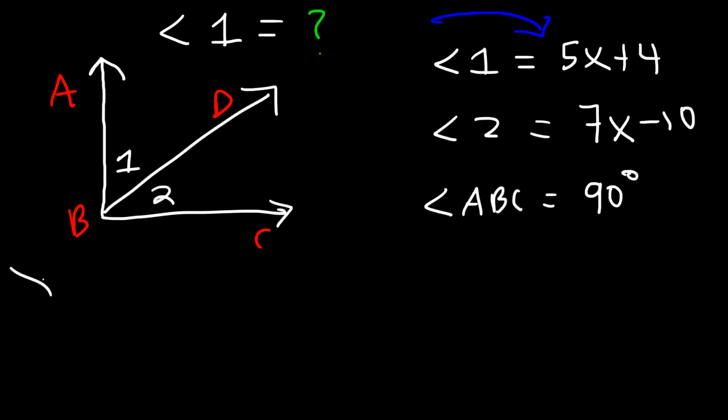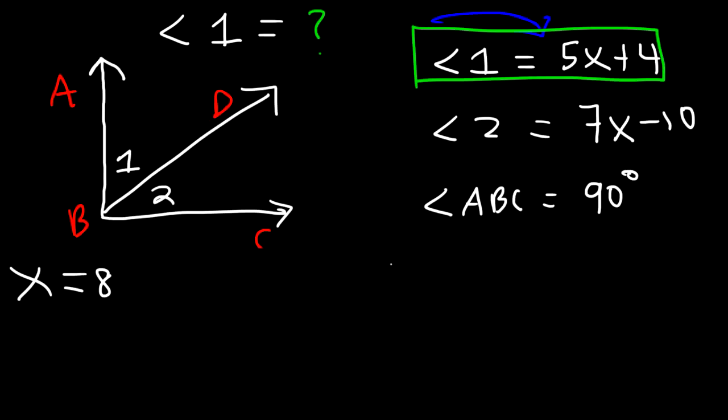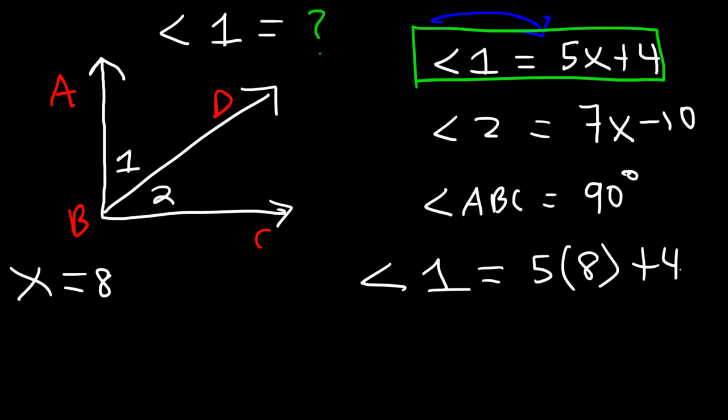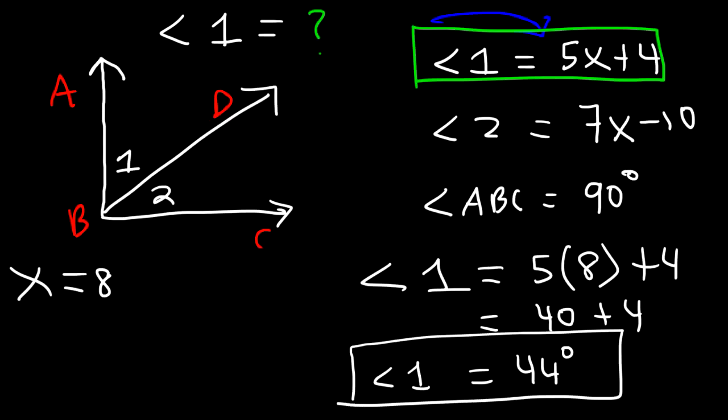So now that we have the value of x, we could find the measure of angle 1. So let's replace x with 8. Angle 1 is going to be 5 times 8 plus 4. 5 times 8 is 40. 40 plus 4 is 44. So the measure of angle 1 is 44 degrees.